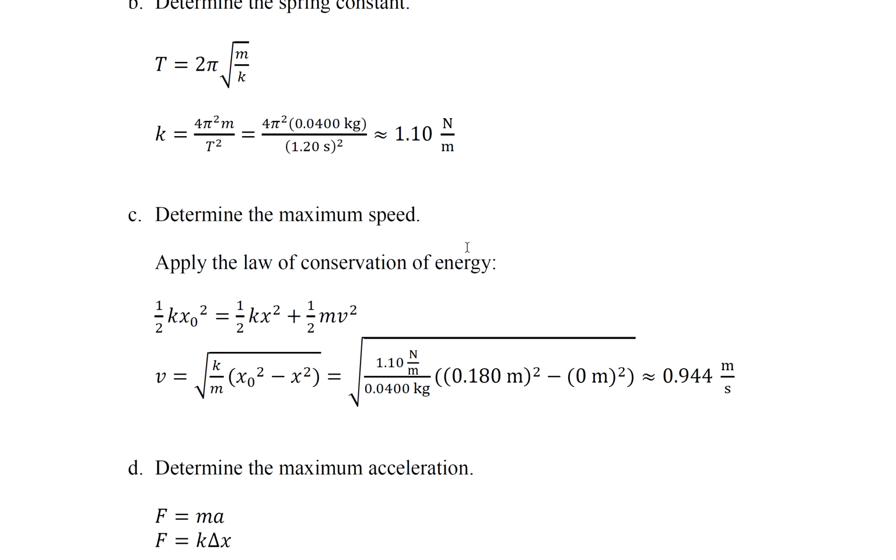Part C, determine the maximum speed. So we have the law of conservation of energy. In the beginning, we only have potential energy, the left-hand side. And at the end, we only have kinetic energy. So when we solve for v here, x is equal to 0.